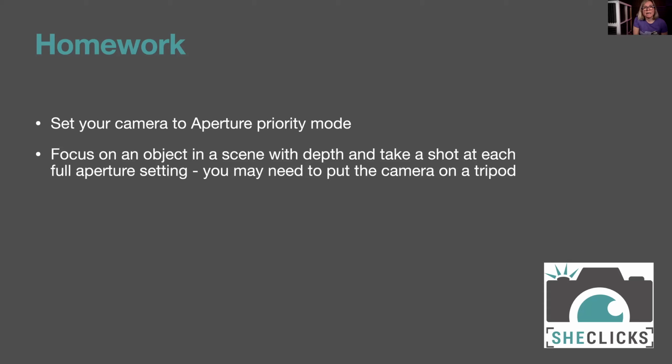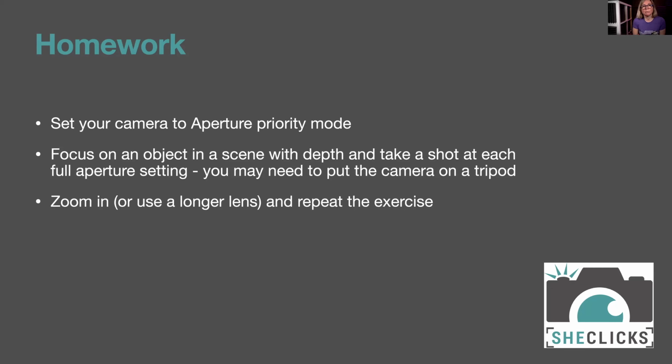Shoot that at every aperture setting, and you may need to put your camera on a tripod because the shutter speed may go quite low. If you put it on a tripod, the camera will be nice and steady, and you'll be able to get exactly reproducible images, but you're only changing the aperture in each shot. So shoot an image at every full aperture setting. Now zoom in or use a longer lens and repeat the exercise. Focus at the same point for every shot, but just close the aperture down from the maximum to the minimum.